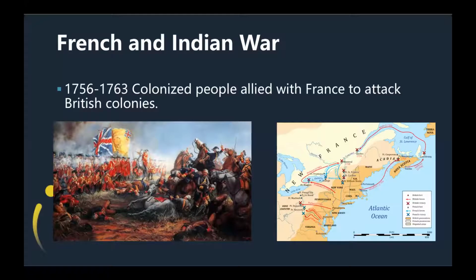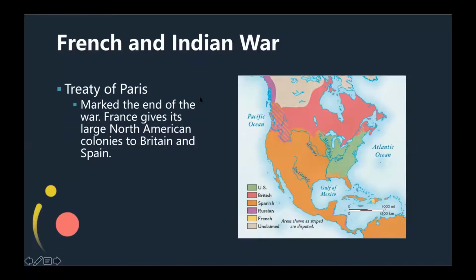Then the French and Indian War started, from 1756 to 1763, and the colonized people and their friends fought together against the British. As we can see on the map of how they were fighting, it was mostly the UK fighting with the French. I think this war lasted about seven years. North America was just part of this war. I think it also happened in India, in South America, in part of Brazil, and in Africa, and also in Europe, actually. So France and the UK were just having wars. Then the Treaty of Paris brought the war to an end.